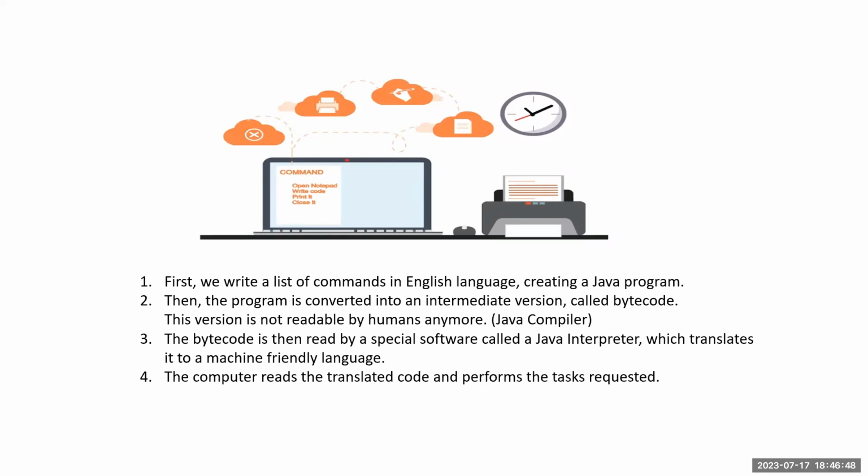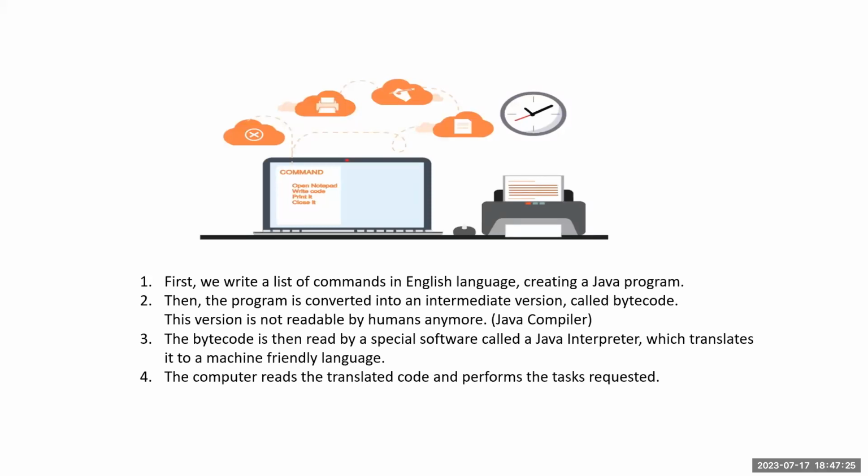Okay, so this we call creating a Java program. Once the program is completed, we will ask the Java compiler to compile the code, which internally creates an intermediate version, which we call bytecode. This version is not readable by humans, but it can be read by the Java interpreter, which is the next step.